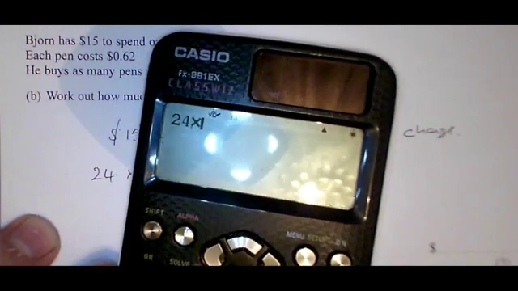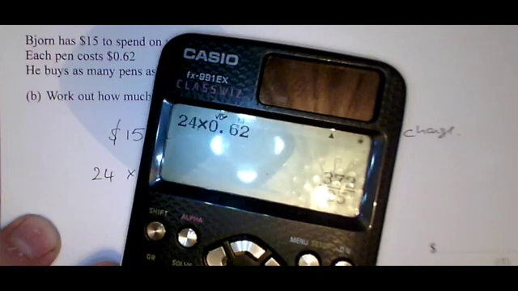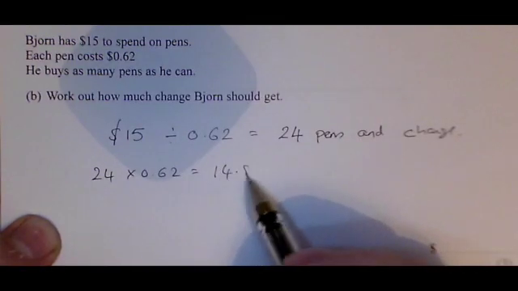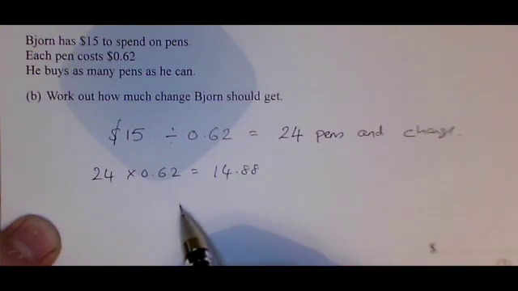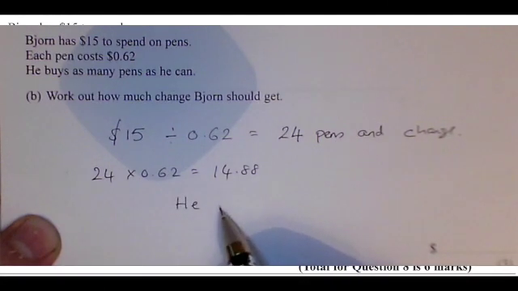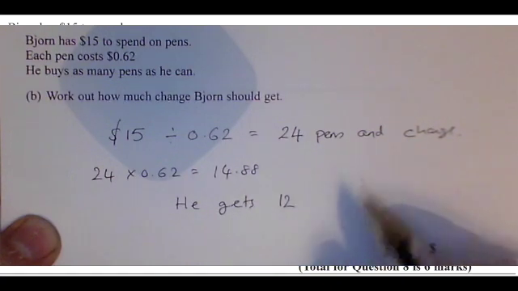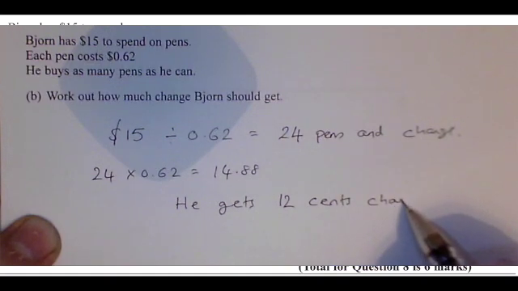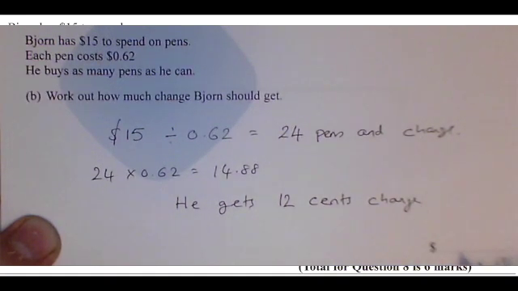So 24 times 0.62 equals $14.88, which means I would get, what, 12 cents change from my $15? So he gets 12 cents change, or $0.12 back. Okay, and there we have it. That's our answer for that.